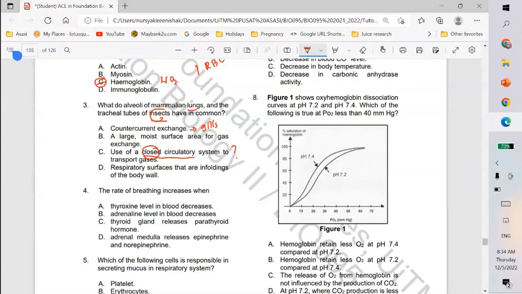Aisha? I'm not sure, madam. Characteristics of respiratory surface?